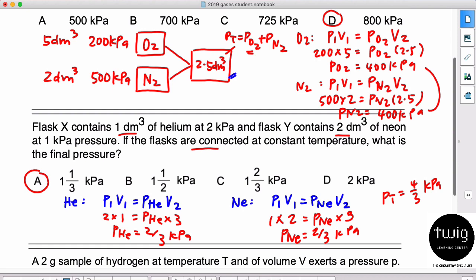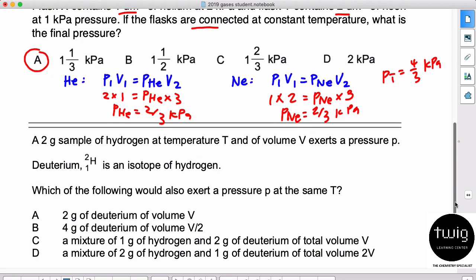Okay, let's try this third one. This is the A-level question that I think some of you maybe had a bit of problem doing. Not too difficult, but let's see how it's done. PV equals nRT. I'm going to just do it for hydrogen. They say a 2 gram sample of hydrogen, at temperature T, volume exerts a pressure P.